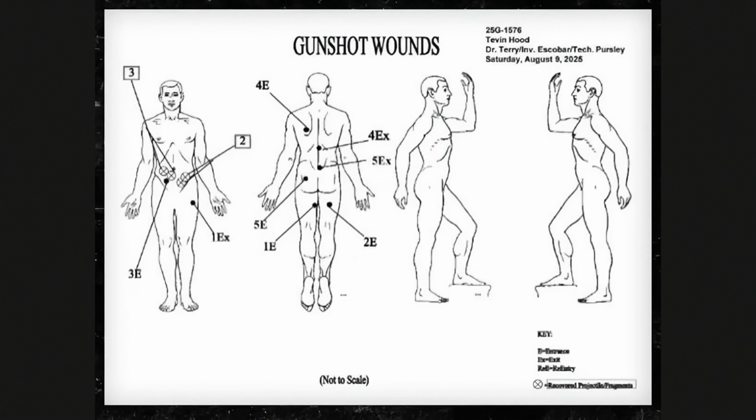And keep in mind, this person at this point has been shot multiple times. So they're falling as they're running, from what I can tell. This is all conjecture. All right.